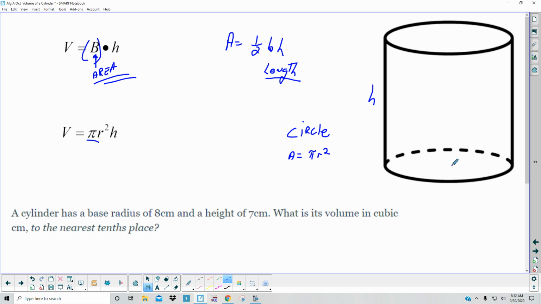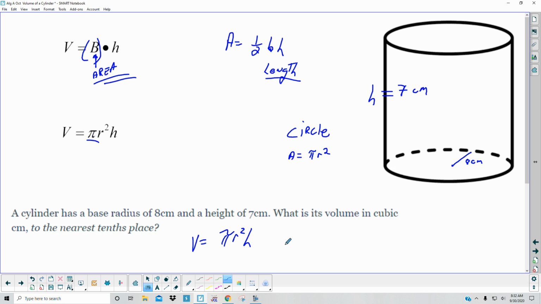To get the area of the base, you need to know the radius of the circle that is on the base, right there. A cylinder has a base radius of 8 centimeters, and a height of 7 centimeters. Find the volume. Volume is equal to pi r squared h.